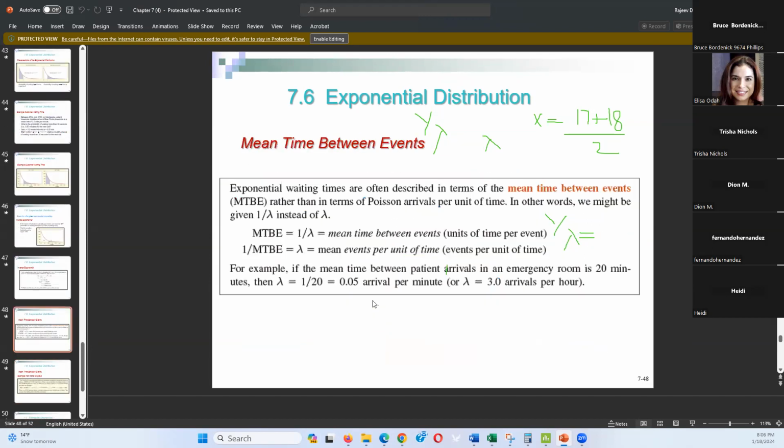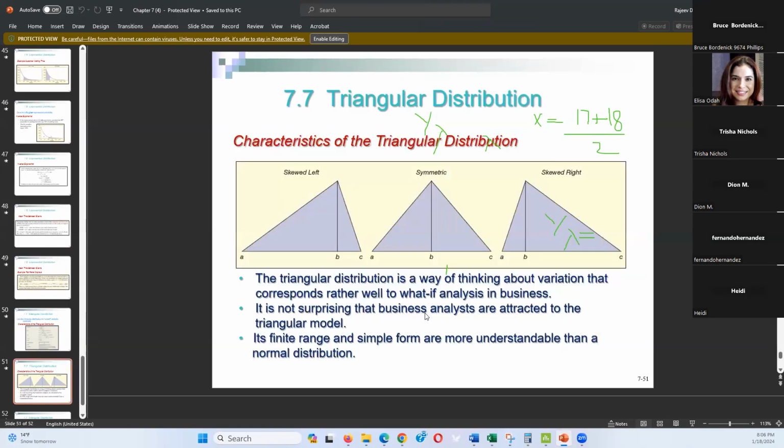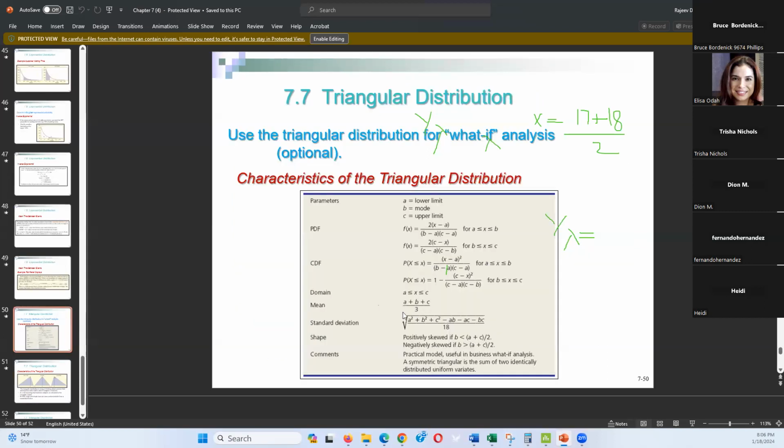After the exponential distribution, we have the last distribution, which is called the triangular distribution. One or two questions are based on this, and they are based on standard deviation. One question is asking for a standard deviation. The shape of the triangular distribution is like this: A, B, C, 3 numbers. A is the lower limit, B is the mode, C is the upper limit. The mean is A plus B plus C divided by 3. The standard deviation is this.